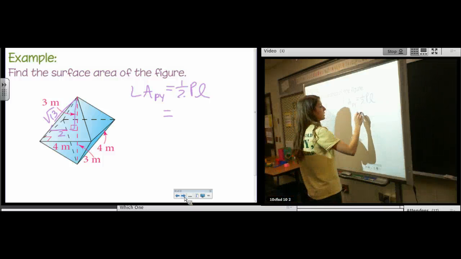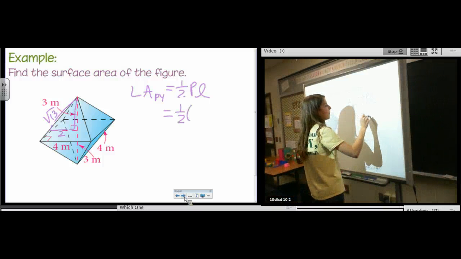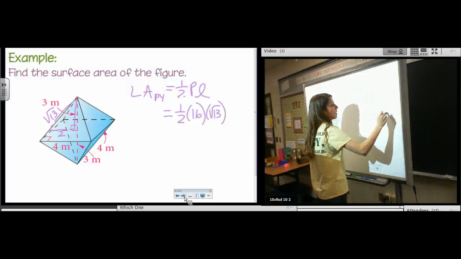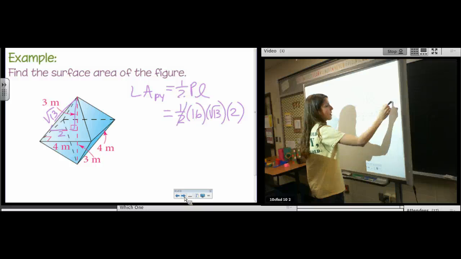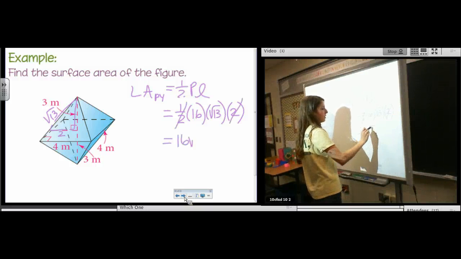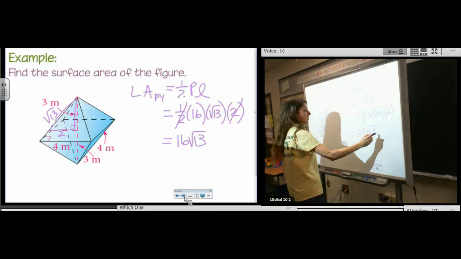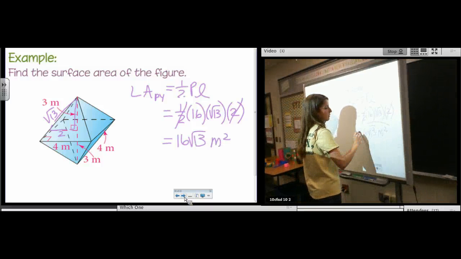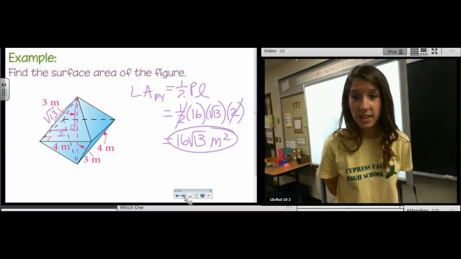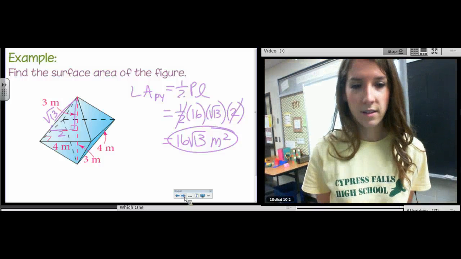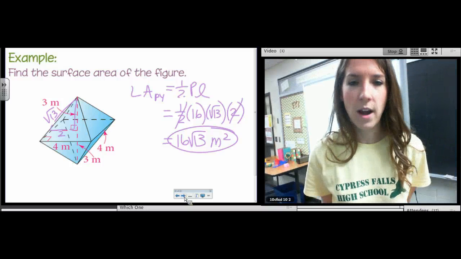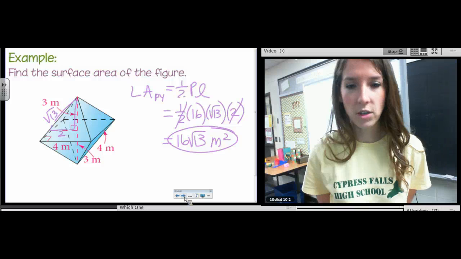So, let's do this again. 1/2 times 16 times square root of 13 times 2. The 1/2 and the 2 are going to cancel. And what's our answer? 16 square root of 13 meters squared. Man, that sure would have been nice if that was a 3, 4, 5 triangle. Wonderful catch. Keep going.